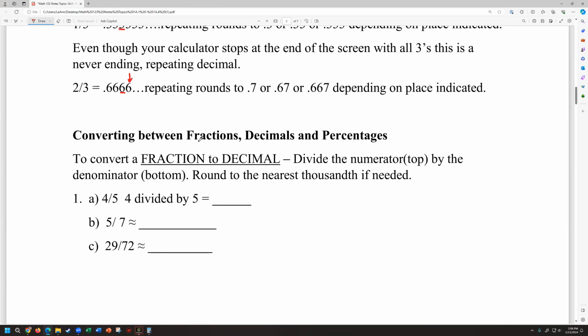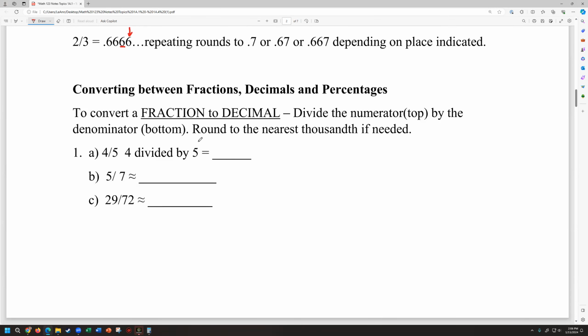Now, another thing we want to talk about is converting between fractions, decimals, and percentages.